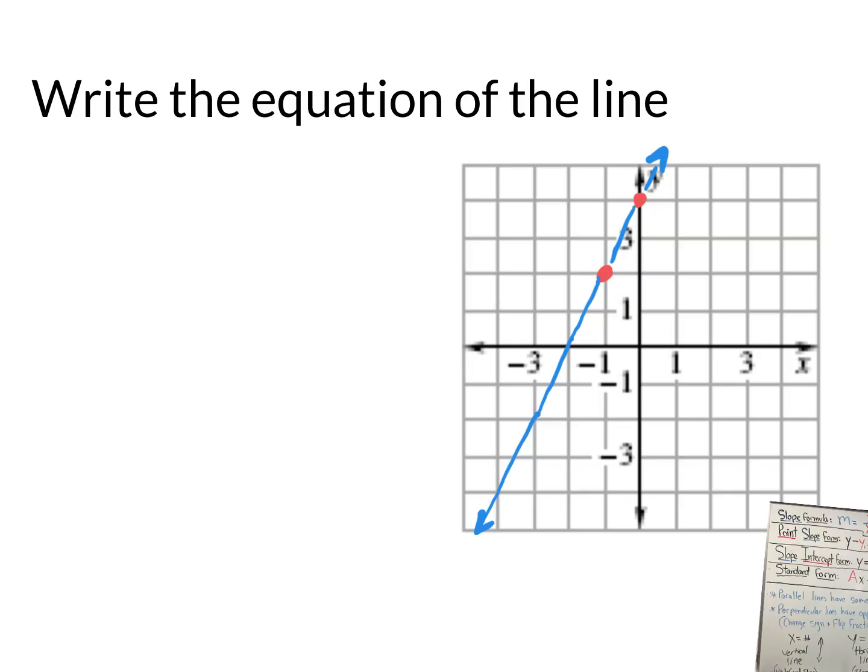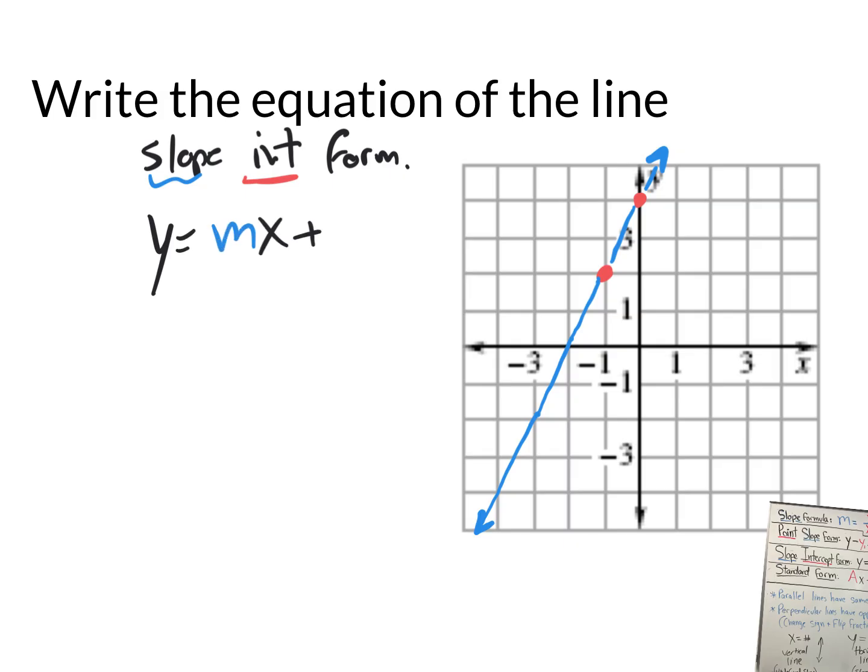All right, guys, right here, I give you a line and I want you to write an equation. It doesn't matter which equation. It could be any equation you want. Let's keep it simple. Let's go with slope intercept form. Okay, so all you need is technically your slope and then your b value, your y intercept, and then you could write it as y equals mx plus b. So all you need is the slope and the y intercept.